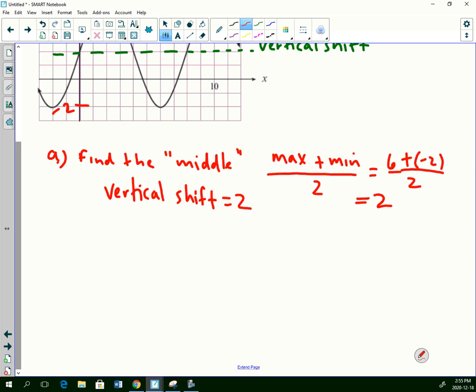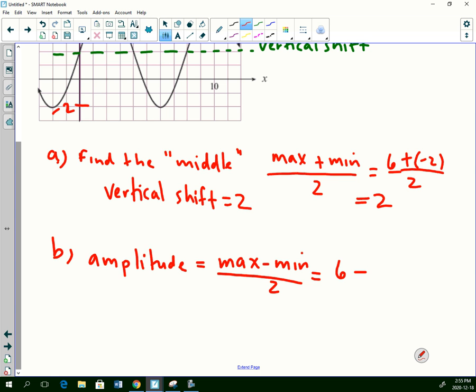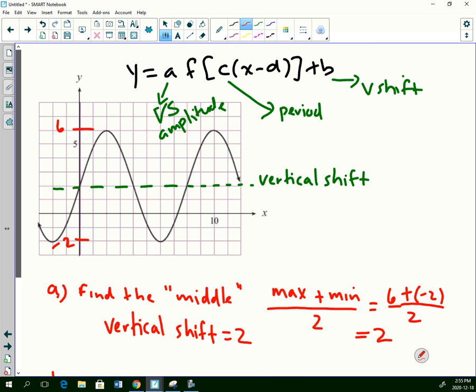Now we're going to find the amplitude or the vertical stretch. So the amplitude is going to be the difference between the top and the bottom, so max minus min divided by 2. So we'll take the top at 6, we'll subtract the bottom at -2, and that gives us 8 over 2, so the amplitude is 4. And we could also read that off the graph. Now that I know where the middle is, I could count the squares to see how much the amplitude is. So from here at 2, I'm going up 1, 2, 3, 4 squares or down 4 squares. So the amplitude is 4.